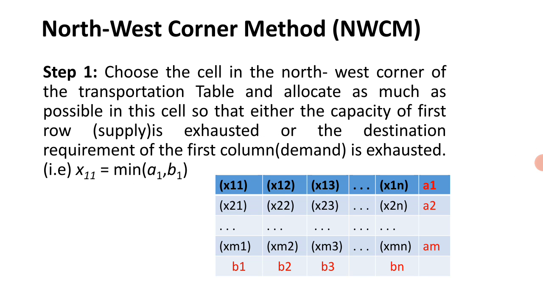Northwest corner method. Step 1. Choose the cell in the northwest corner of the transportation table and allocate as much as possible in this cell so that either the capacity of the first row, that is supply, is exhausted, or the destination requirement of the first column, that is demand, is exhausted. That is, X11 is equal to minimum of A1, B1.